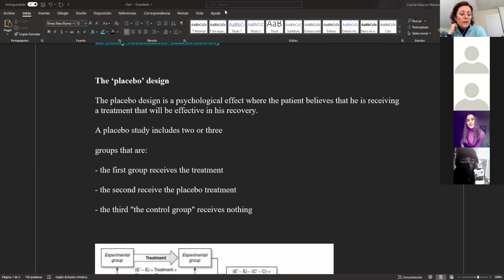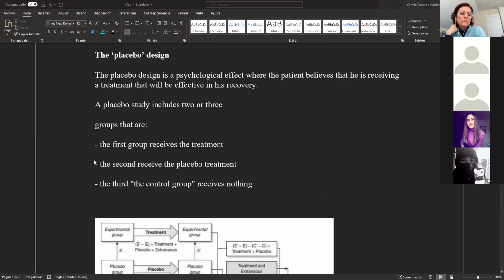And the placebo is very much done in medicine. Yes, the placebo design is a psychological effect where the patient believes that he is receiving a treatment that will be effective in his recovery. The placebo study includes 2 or 3 groups: the first group receives the treatment, the second receives the placebo treatment, and the third, the control group, receives nothing. This group, I don't understand much. What is the control group?